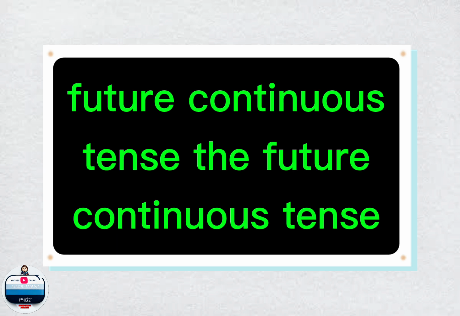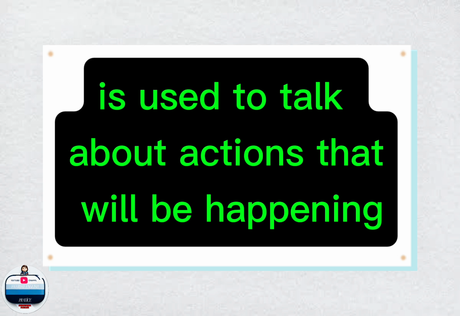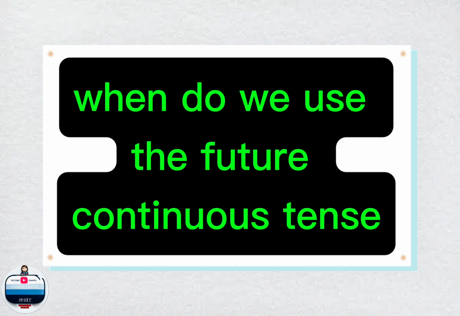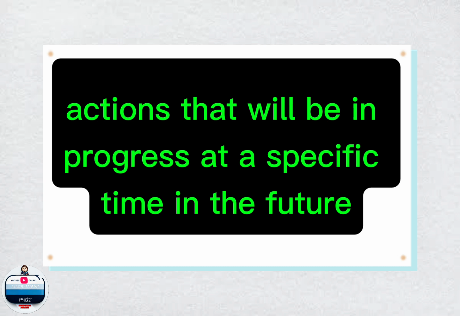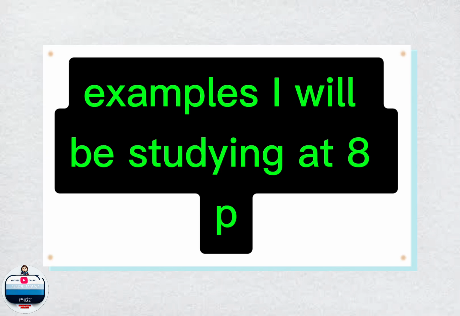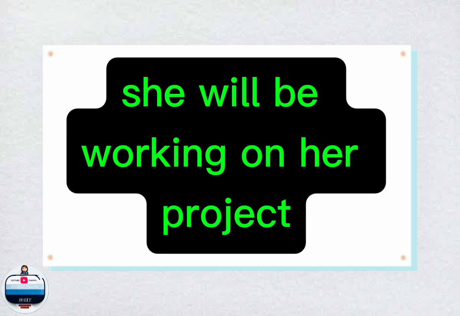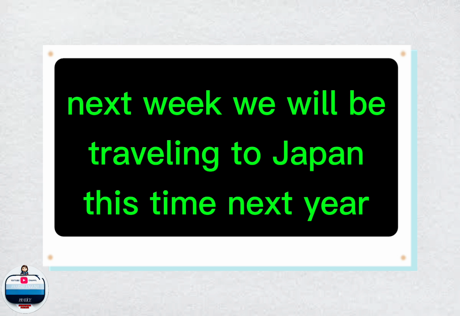Future continuous tense. The future continuous tense is used to talk about actions that will be happening at a specific time in the future. When do we use the future continuous tense? To describe actions that will be in progress at a specific time in the future. Examples. I will be studying at 8 p.m. tomorrow. She will be working on her project next week. We will be traveling to Japan this time next year.